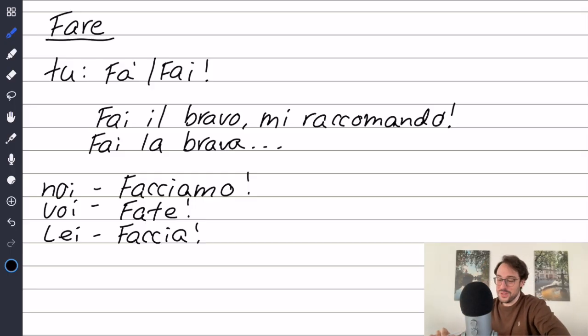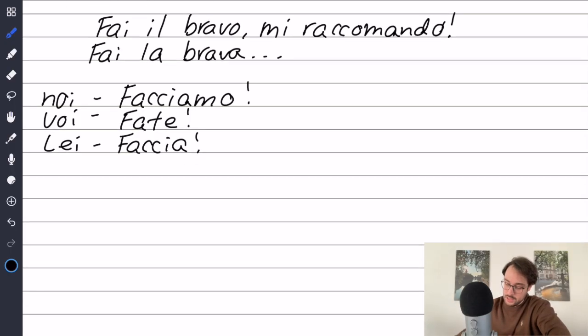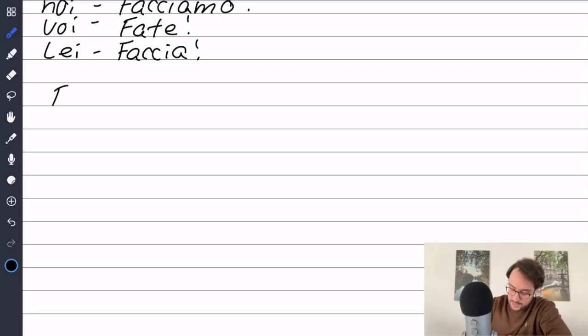Anyway, so what we're going to do now is see what happens when we use these with object pronouns. Okay, so we're going to begin with tu, all right? So tu, think of the form as being fa. That's the best way to begin. We're going to look at it first with me, so object pronoun me, right? And let's say when we're using fare, it's always like let's or make, right? In command sort of situations.